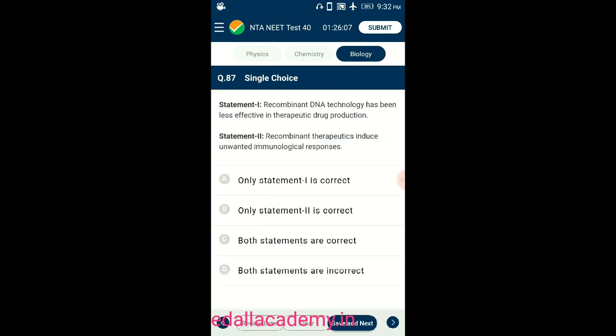Question number 87. Statement 1. Recombinant DNA technology has been less effective in therapeutic drug production. Statement 2. Recombinant therapeutics induce unwanted immunological responses. Recombinant DNA technology has been very effective in therapeutic drug production, removing most of the unwanted immunological responses. So the answer for this question is that both the statements are incorrect. Statement 1 and statement 2 are both wrongly given.